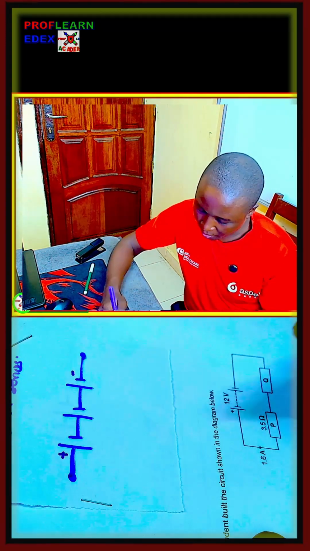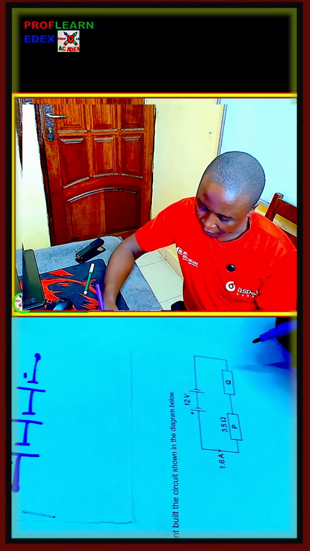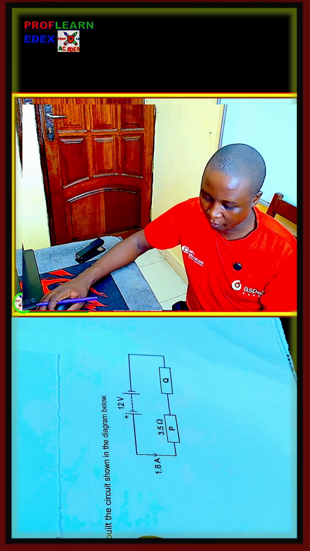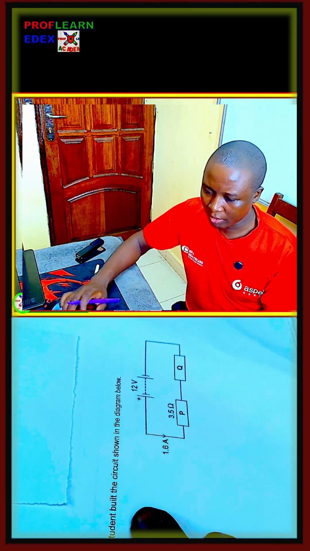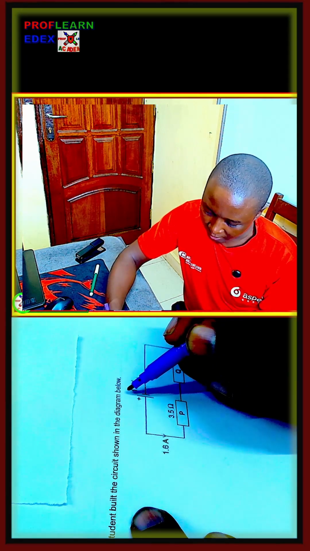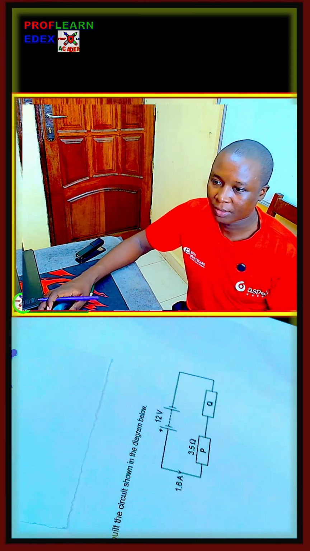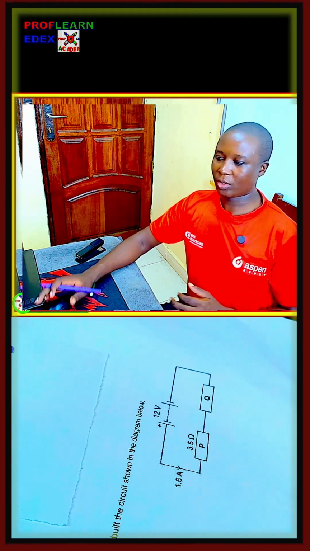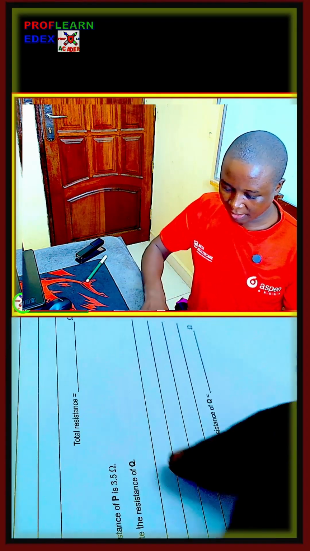Now, a student builds the circuit in the diagram below, and you can see the current flowing through this circuit is 1.6 amperes. There is also a voltage supply, and we have 3.5 ohms well represented here. So how are we going to answer the questions in this particular part? Let's see the question that was asked here.